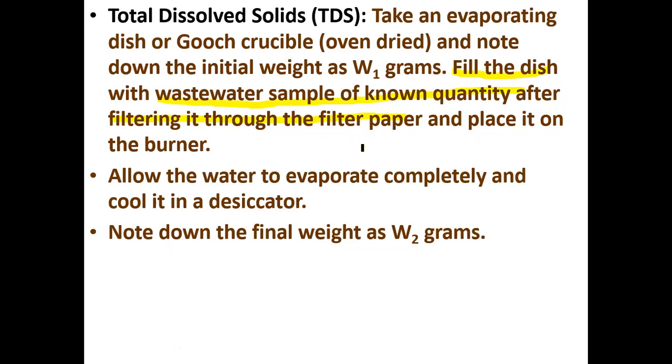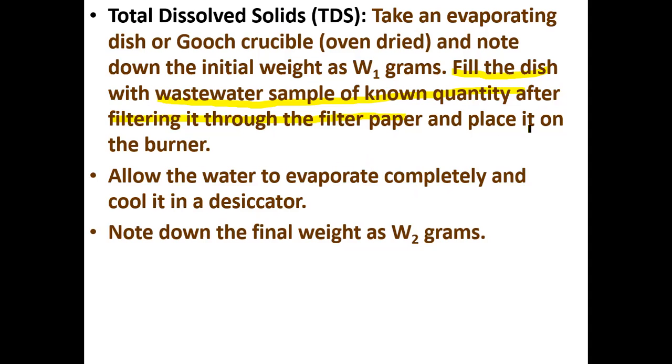So you are calculating dissolved solids. In the earlier case you are taking the entire wastewater and evaporating, but in this case you are just finding out dissolved solids. How will you get the dissolved solids? By putting a filter paper, taking the filtrate part of it, and then continuing the procedure same as earlier. Allow the wastewater to evaporate completely and cool it in a desiccator.